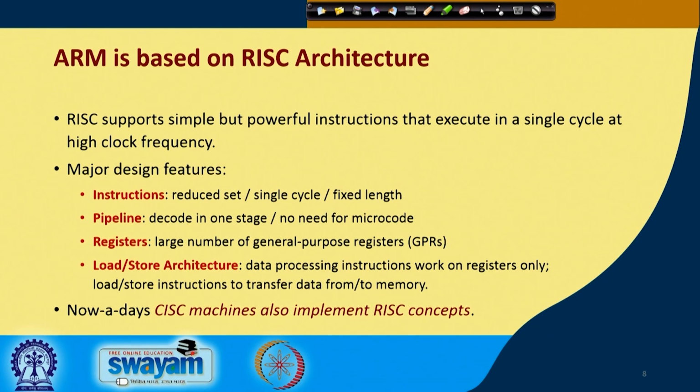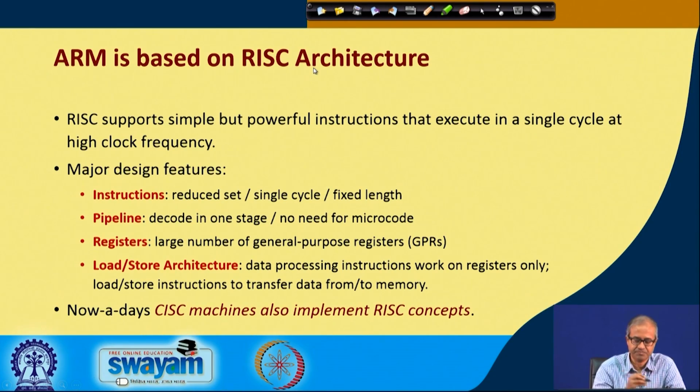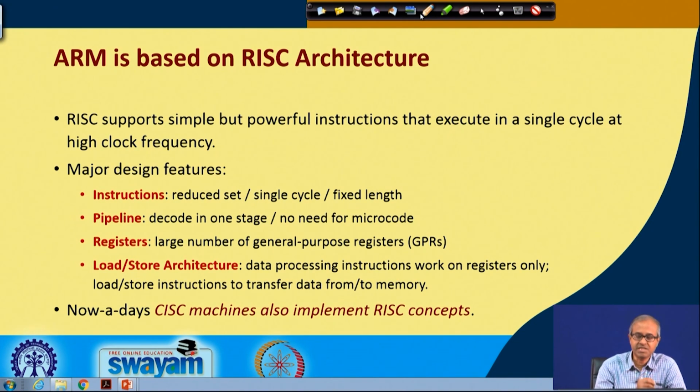Now, the point to note, I said that ARM, the basic concept or evolution, started from the RISC architecture. So, ARM is based on the RISC architecture. So, what is RISC? RISC is based on some architectural features. These architectural features are like this. With respect to instructions, there is a smaller number of instructions, a reduced set. Instructions are simple, so that all instructions can be executed in a single cycle.